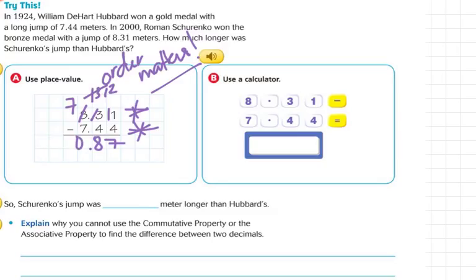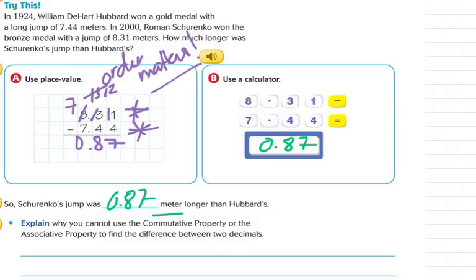Mind you, we just used our strategy of using place value to solve the problem. Another strategy is we can use a calculator. So what we would do is punch in the first number, and subtract the second number, and in our calculator, we would get the answer of 87 hundredths. So Chernikov's jump was 87 hundredths meter longer than Hubbard's.